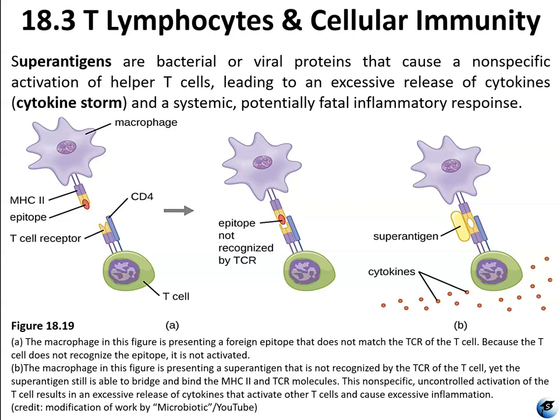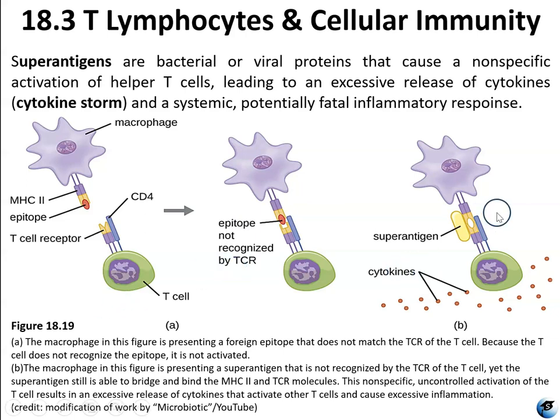Superantigens are bacterial or viral proteins that cause nonspecific activation of helper T cells. Superantigens lead to excessive release of cytokines, which is called a cytokine storm, and a systemic, potentially fatal inflammatory response. So what's happening in figure 18.19 here? The macrophage is presenting a foreign epitope that doesn't match the T cell receptor of the T cell. And because the T cell doesn't recognize the epitope, it's not activated.